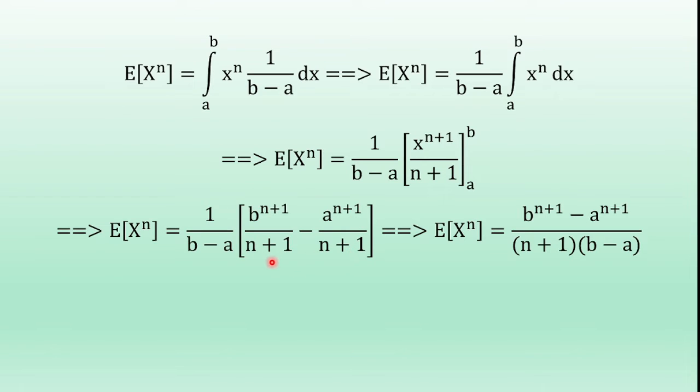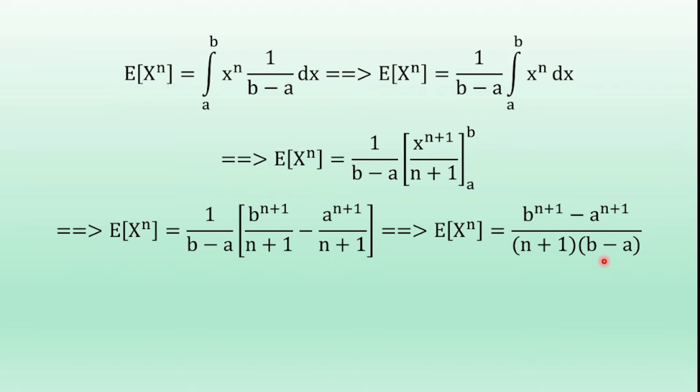So on the right-hand side, take the LCM. The LCM is n plus 1. We get expectation of x power n is equal to [b power (n plus 1) minus a power (n plus 1)] by [(n plus 1) into (b minus a)]. So this is the equation of the nth moment of the random variable x.